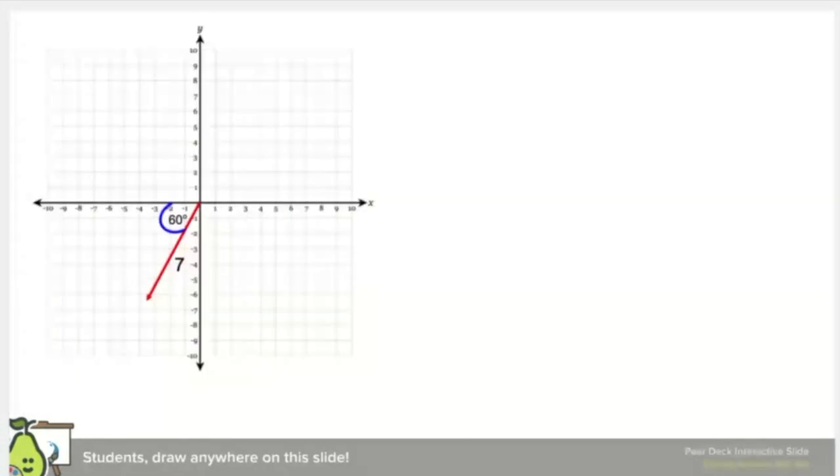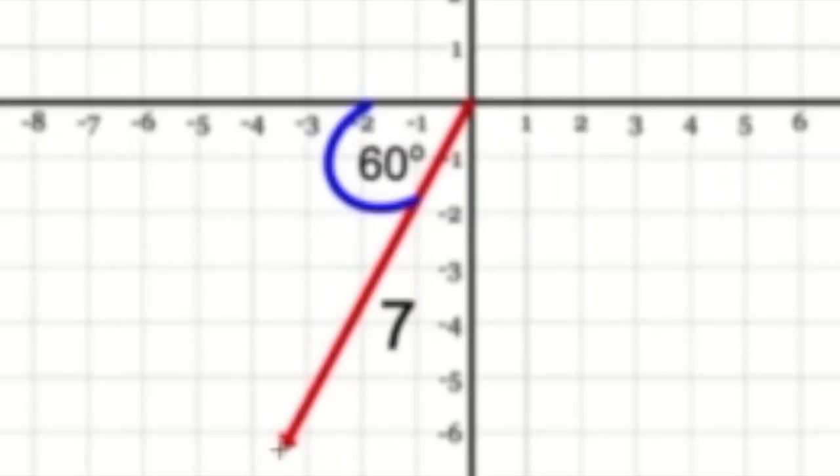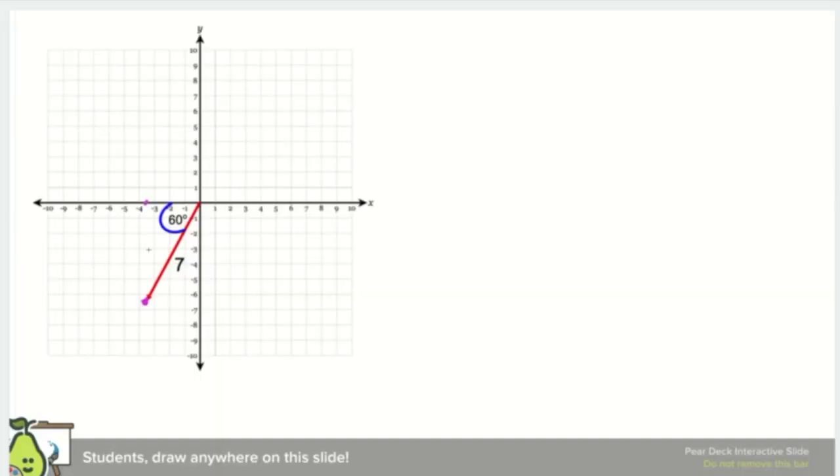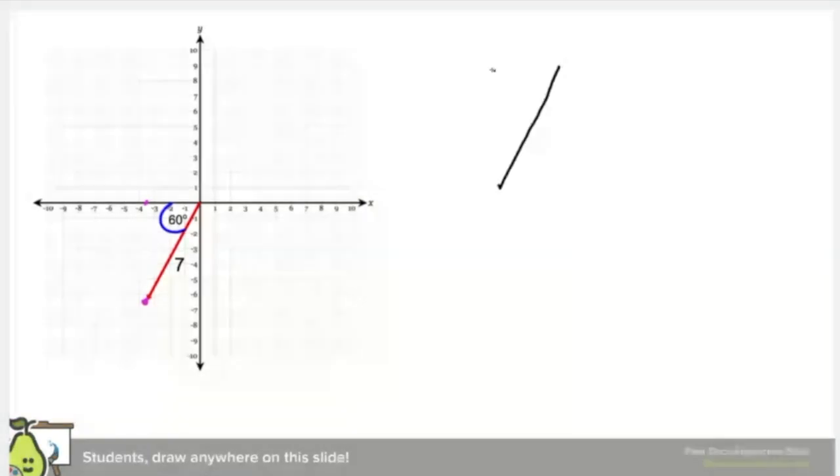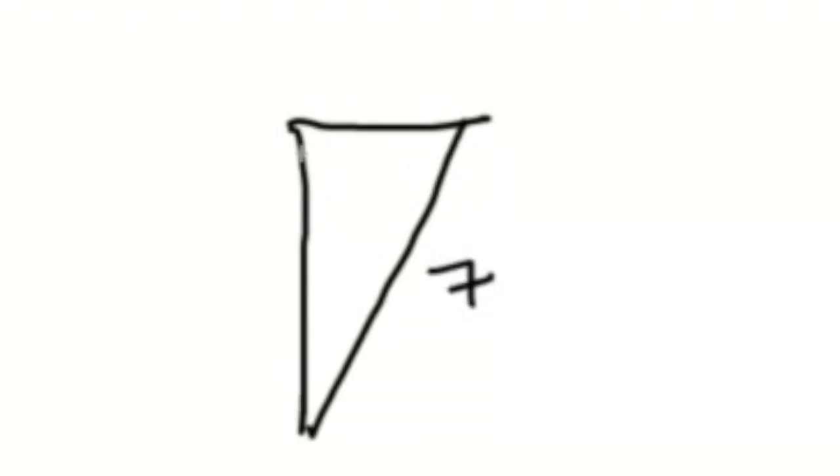In this last part, we're given this, and we want to find the horizontal and vertical components. If you notice, this is a little bit bigger than -6 over here, and it's also bigger than -3. So we need to find out exactly what the measurements of the horizontal and vertical components are. If we were to redraw the triangle, what do we know about it? We know that this is 7. It's a right triangle. We know that this is 60.